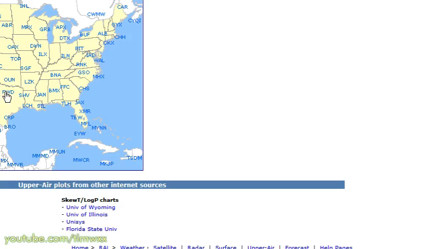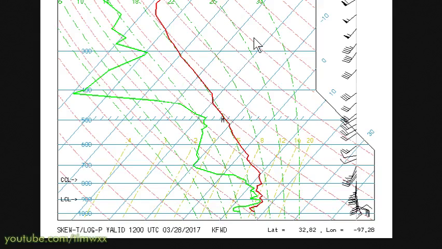And then we'll go to Fort Worth. Fort Worth has some pretty good moisture. Let's look at the moisture quality. We see it's about 200 millibars deep, in other words, from here to here. And the mean mixing ratio is about 10 to 11 grams per kilogram. Or, I'm sorry, not joules per gram, grams per kilogram.